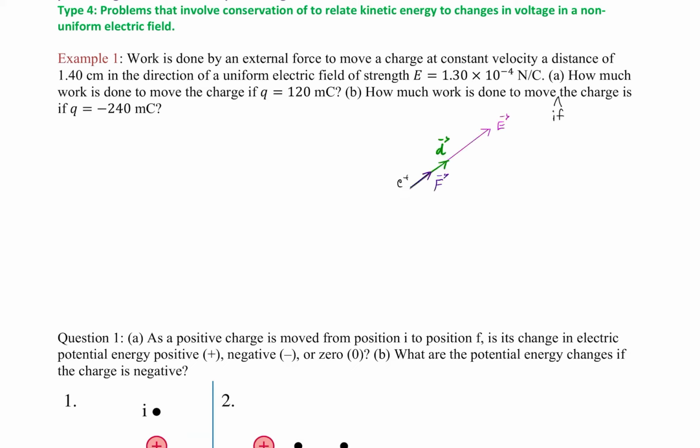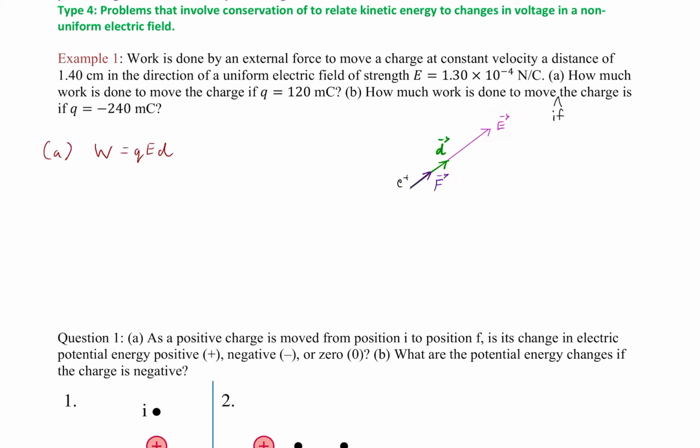Okay, so let's see. So here's the idea. We're moving a charge with the electric field as shown. Here's our positive charge. We're moving it in the direction of the electric field. Here's our displacement vector. Here's our force vector. And here's our electric field vector. Okay? All right. So what would this look like?